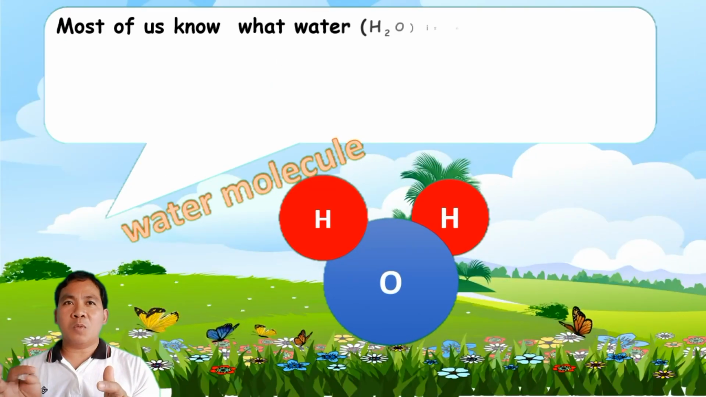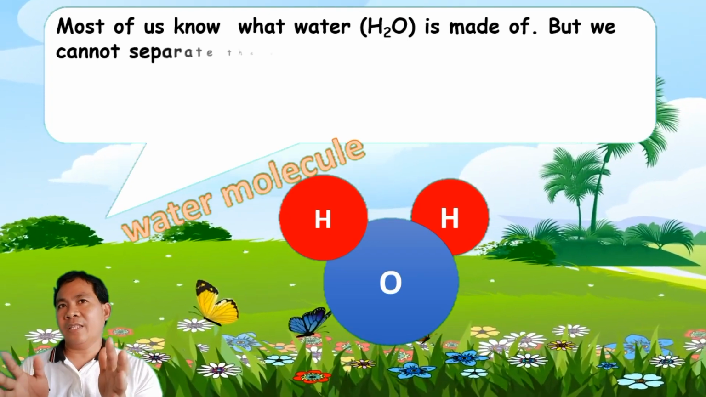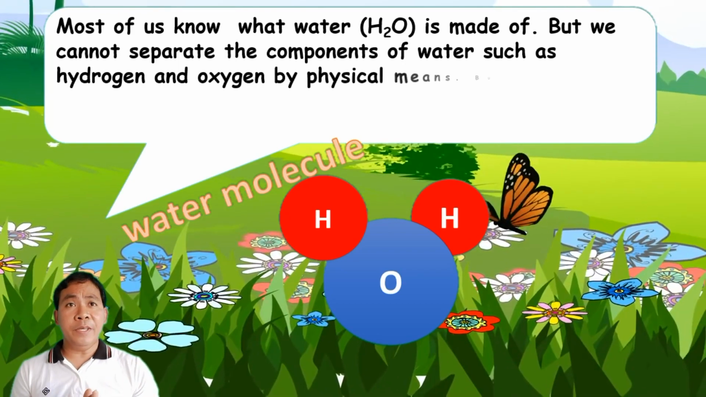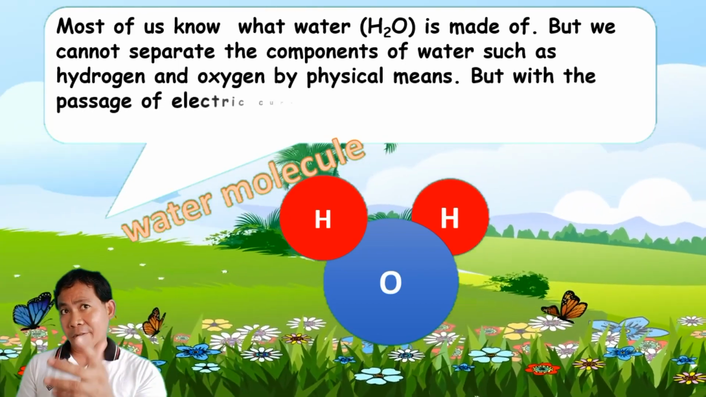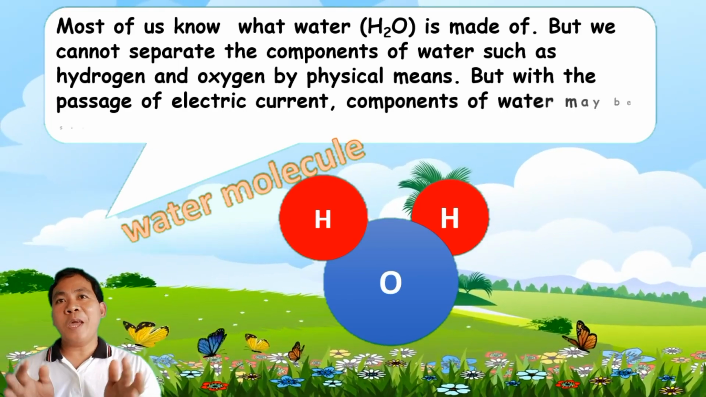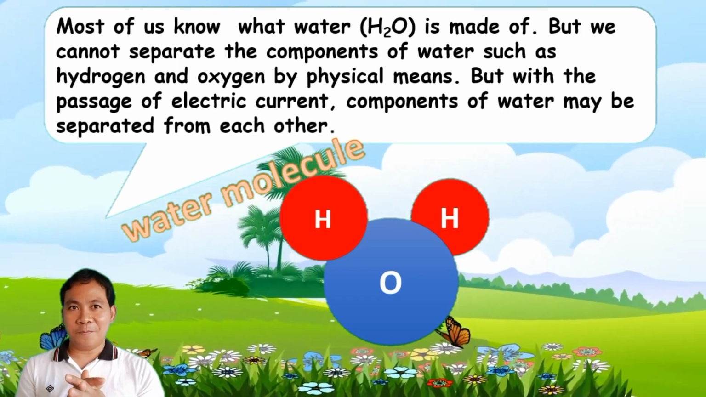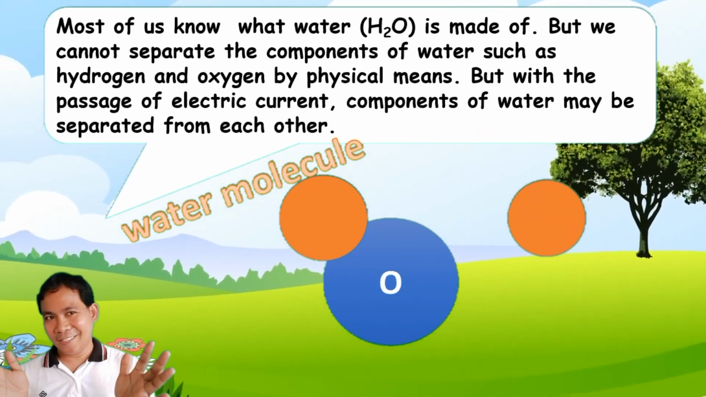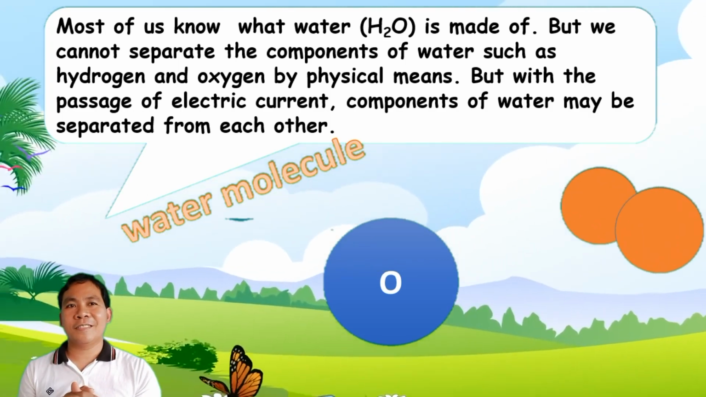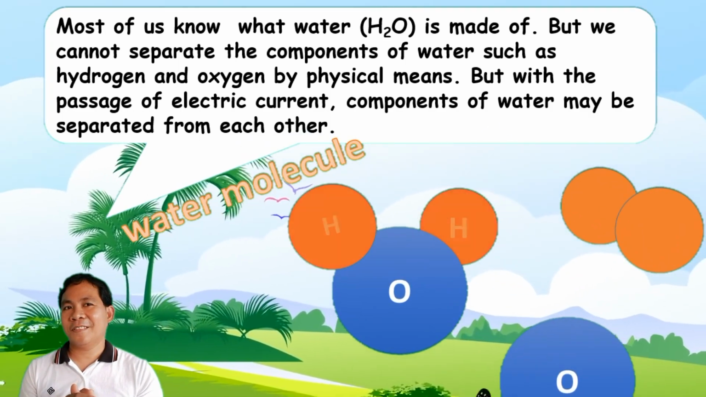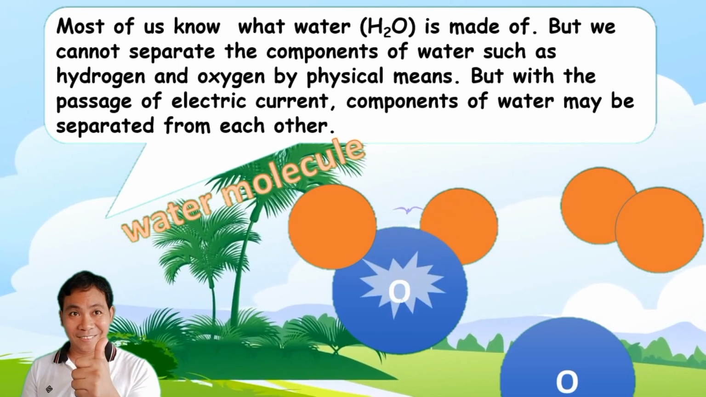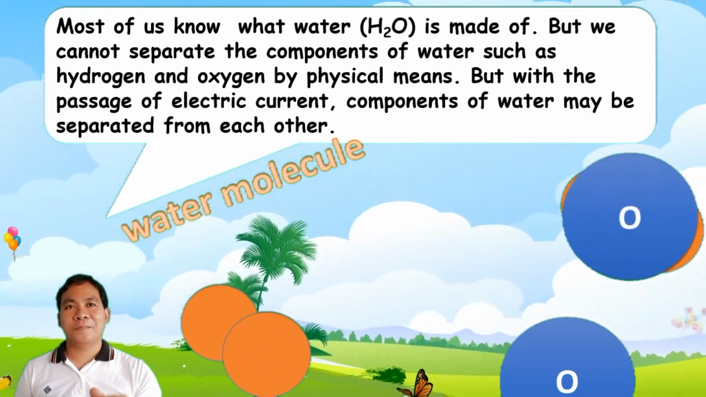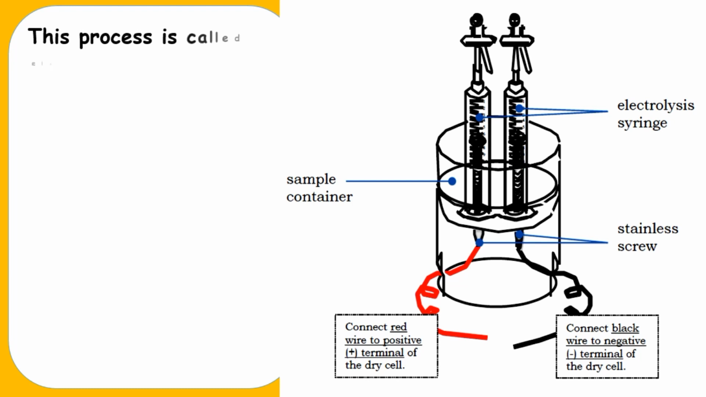Most of us know what water is made of, but we cannot separate the components of water, such as hydrogen and oxygen, by physical means. But with the passage of electric current, components of water may be separated from each other. That's chemical change. A new substance will be formed. This process is called electrolysis.